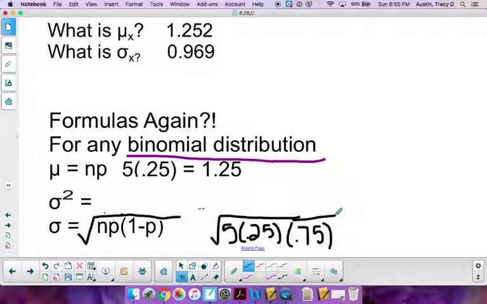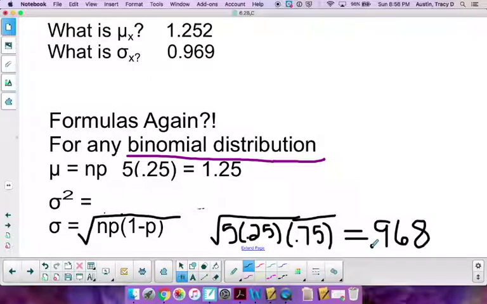So let's try that and see if it comes close. 5 times 0.25 times 0.75, and the square root is 0.968. So that is really, really close. And that's really close as far as taking it all the way out to 3 decimal places to run the one variable stats on.